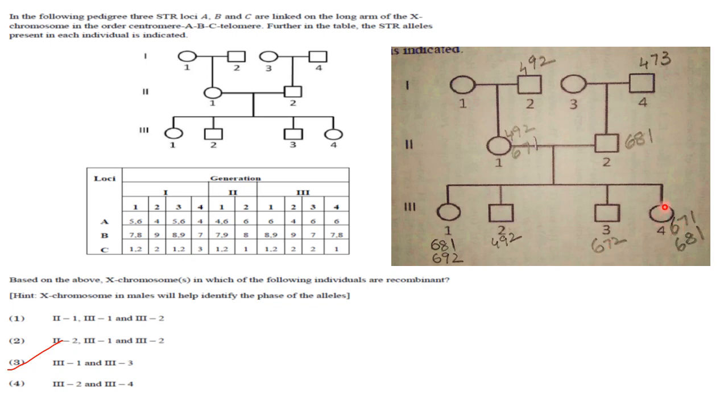And 4 is a female. It is 6, 7, 1 and 6, 8, 1. They are obtained from both the parents without recombination. So they have asked, based on the above X chromosome, in which of the following individuals are recombinant. So 3, 1 and 3, 3 are recombinants. So the answer here is option 3.